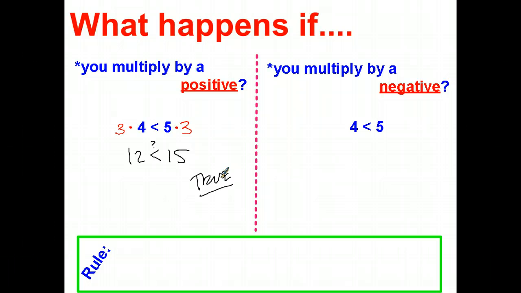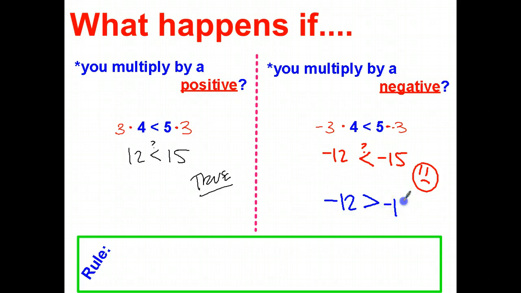But now if we look on the other side of things, if I were to multiply, let's say, by a negative 3, well, negative 3 times 4 would give us, think about it for a second, that's right, negative 12. And 5 times negative 3 would give us negative 15. Now, if I ask the same question about the inequality, is this inequality true that negative 12 is less than negative 15? I would say no, it's not. Because it isn't true that negative 12 is less than negative 15. Well, if that's the case, then what I actually would need to do here is I would need to say negative 12 is greater than negative 15.